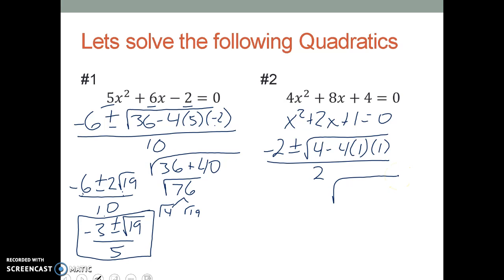So in the square root sign, I'm going to have 4 minus 4, which is 0. And so the square root of 0 is just 0. And so it's going to be negative 2 plus or minus 0 over 2. And so this only has one solution, which is negative 1.